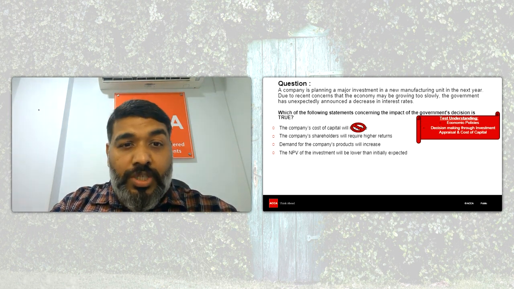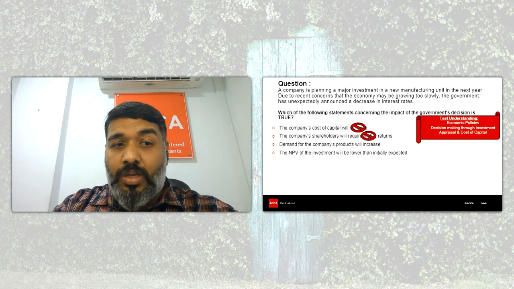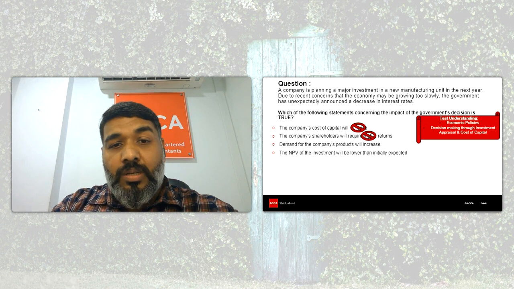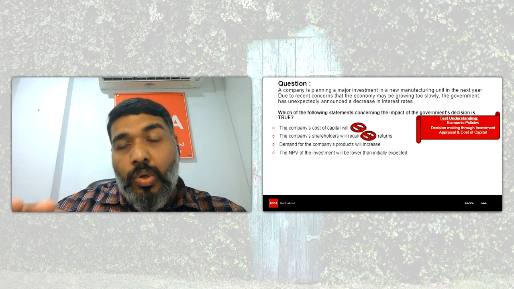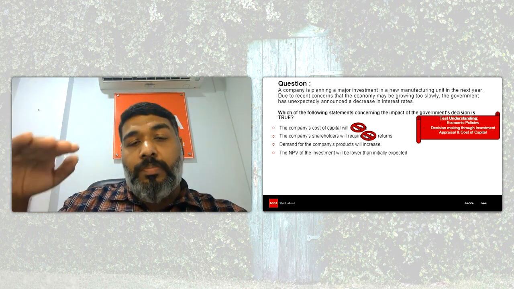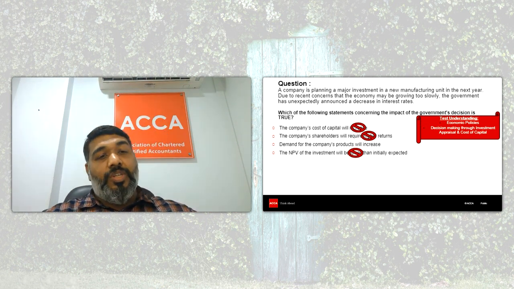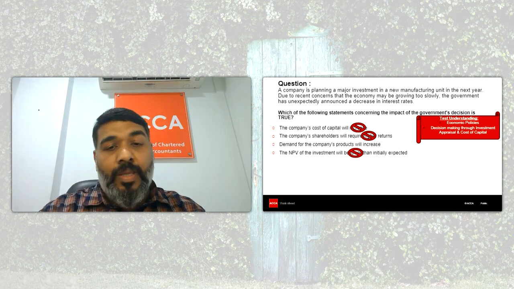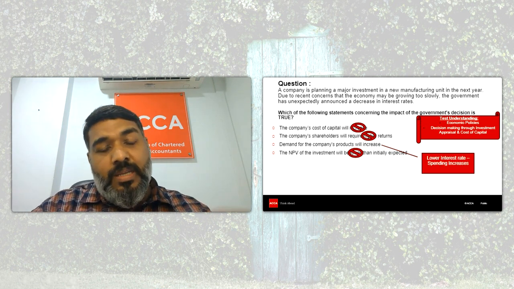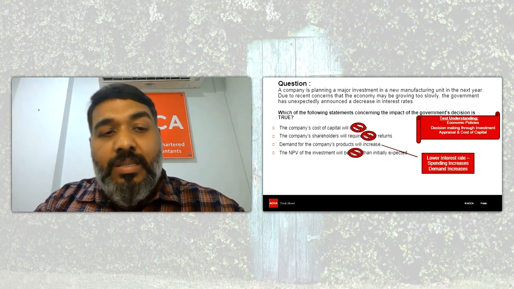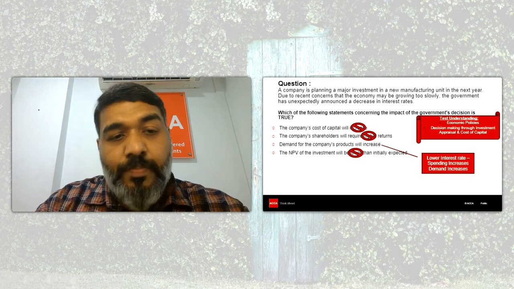Now, the company shareholder will require lower returns. What about the third one? Demand for the company's product is going to increase. When the interest rate is low, people tend to take more loans, people tend to spend more, so the demand is going to increase. Lower interest rate, spending increases, and the demand increases. The right answer is the third one, demand for the company's product will increase.